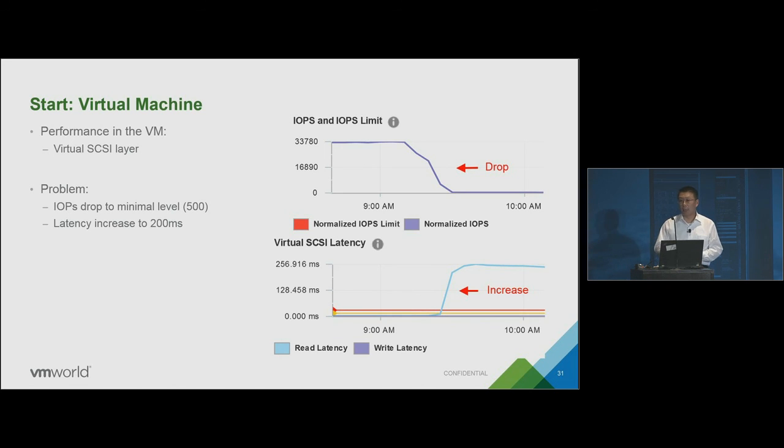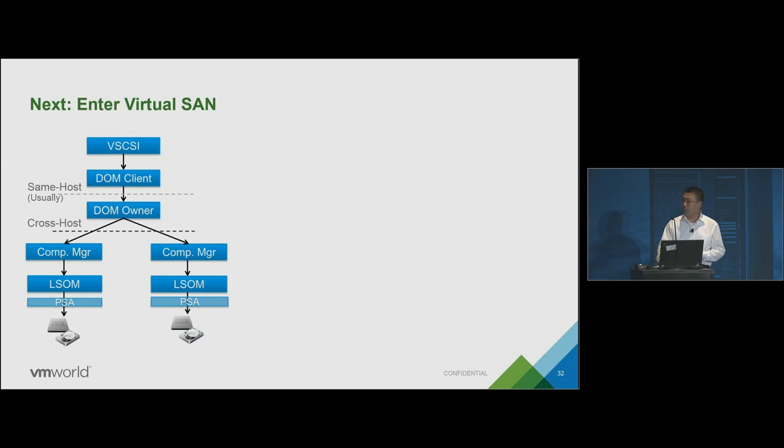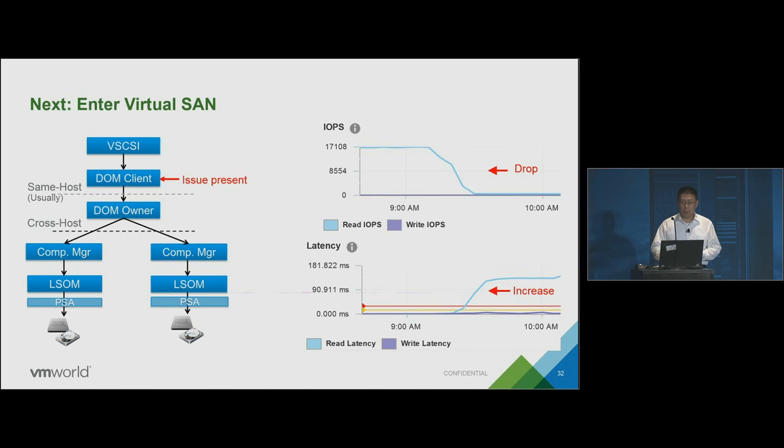Also, the latency increase is present there as well. Then we walk down to the next available layer in VirtualSAN, which is a DOM client layer. We find that the IOPs drop and the latency increase is present as well. And then we check the next available layer, which is the component manager layer. The issue is present as well.